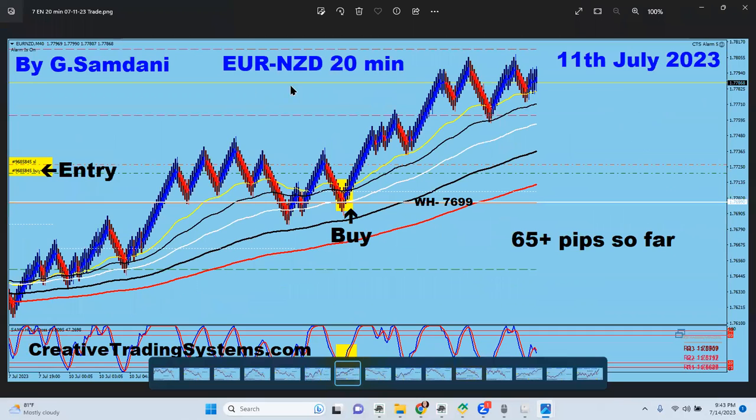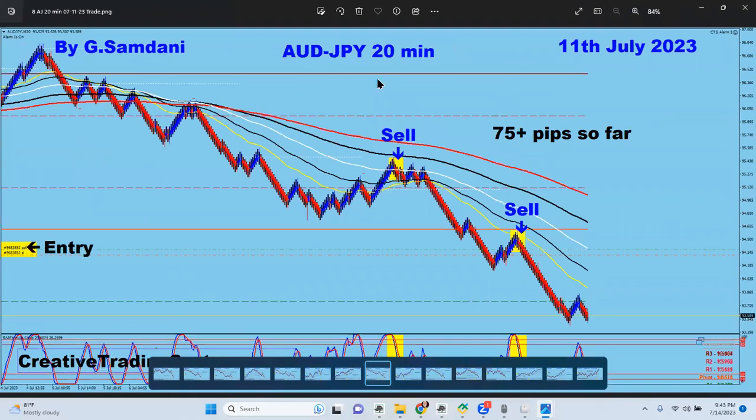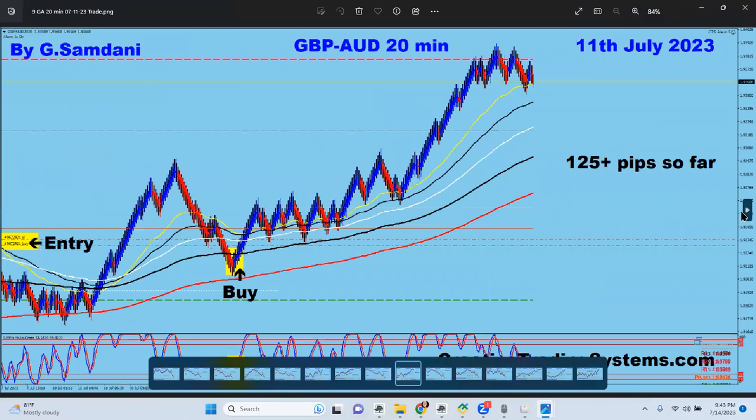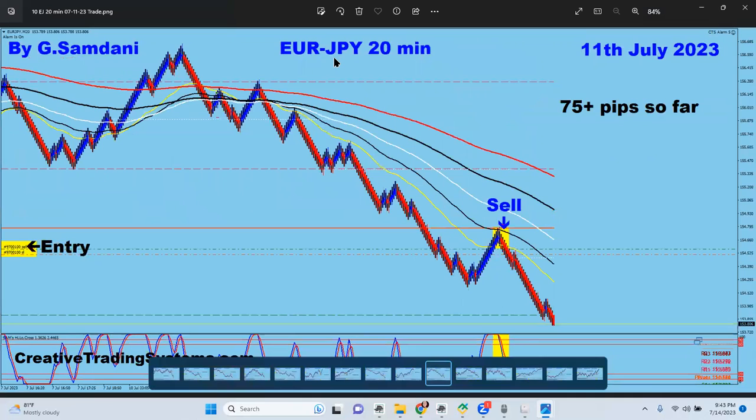On the 11th, Euro Kiwi for 65 pip. This is Aussie yen again, the first one you saw. This is the second entry, and the second one is for 75 pip. Sell order here. This is pound Aussie going to the upside. Aussie was weak, 125 pip on the 11th. And this is Euro yen again. This is one I missed on the 10th, right here.